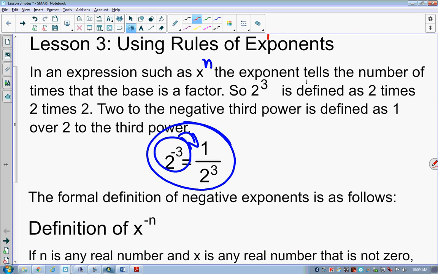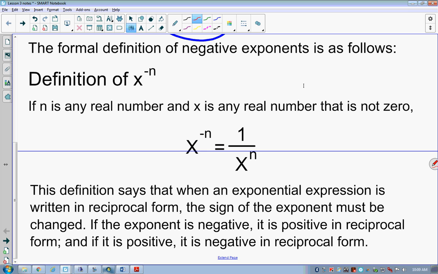All right. So the formal definition of negative exponents is this: if I have x to the negative n, if n is any real number, and that's basically, you're not going to run into, in this class, working with exponents that are unreal. You don't have to worry about that. It's not in the immediate future anyway. So if n is any real number and x is any real number that is not 0, then x to the negative n is 1 over x to the n.